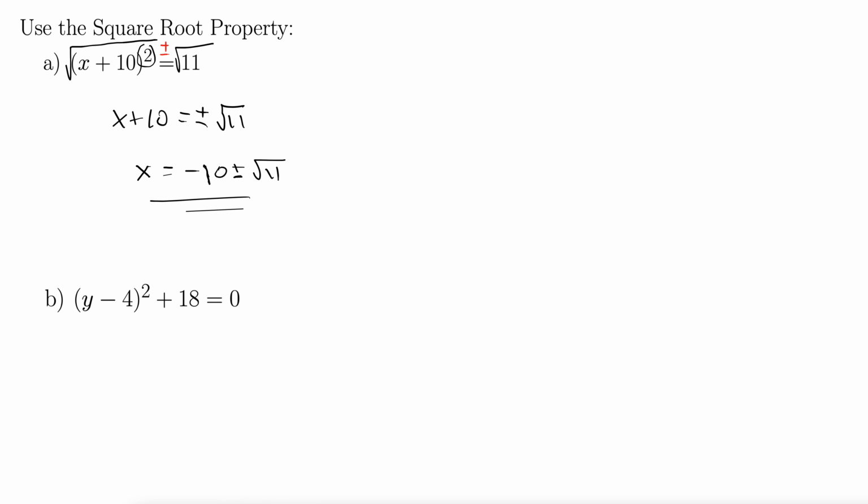Okay, so let's try B. So for B we have quantity y minus 4 squared plus 18 equals 0. Pause the video, solve it on your own, and then we'll work it together.